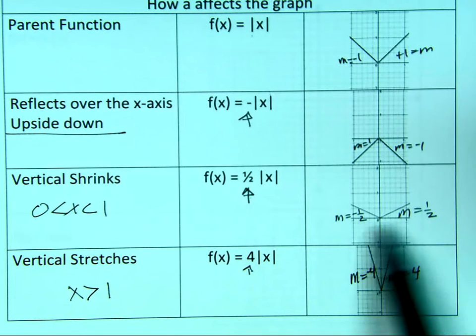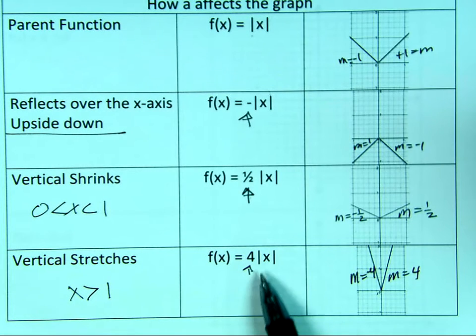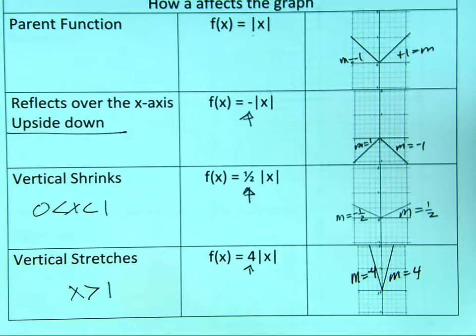This is 1/2 and negative 1/2. This is 4 and negative 4. So that little number out there, we call it A. That number is going to flip it upside down. It's going to stretch it. It's going to change the slope either by stretching it or shrinking it.